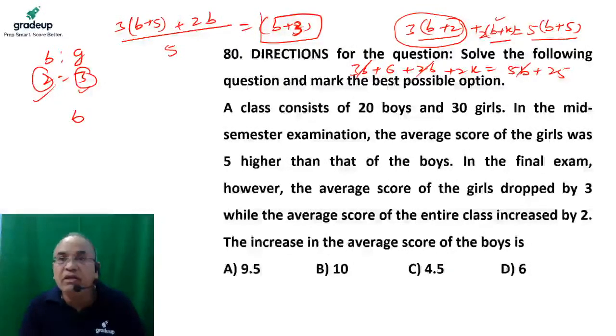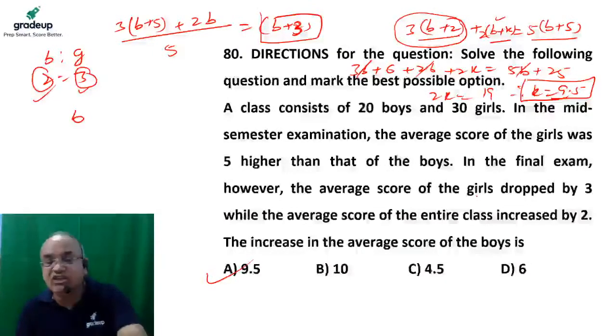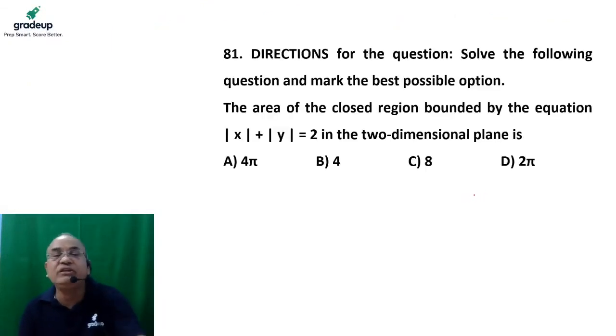Okay, no problem. So it is nothing but 2k is equal to 19. So the value of k should be 9.5. So the score of boys increased by 9.5 on average. So the correct answer is A. So what was the question? The question was the increase in the average score of boys is k, which is equal to 9.5 here. It's a very, very easy question. You can do it in no time. Okay, move to the next question.